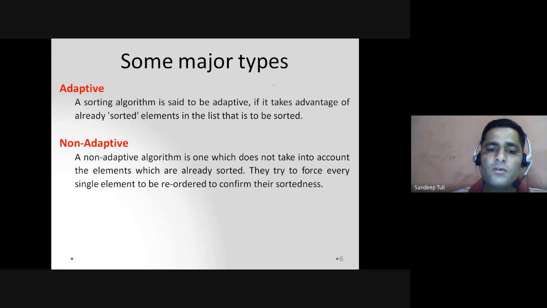Okay. So you have got the things. What is adaptive? If the algorithm uses the already sorted part of the array or list, then it is called adaptive. But if the algorithm considers every element, whether it is sorted or not, then it is called non-adaptive. So you can make bubble sort adaptive or non-adaptive.